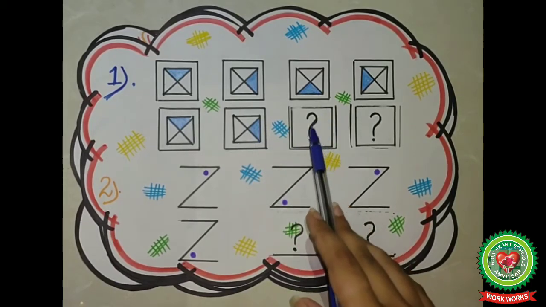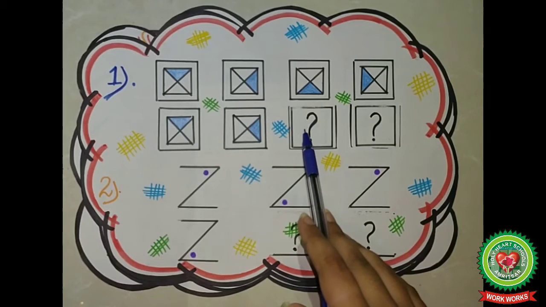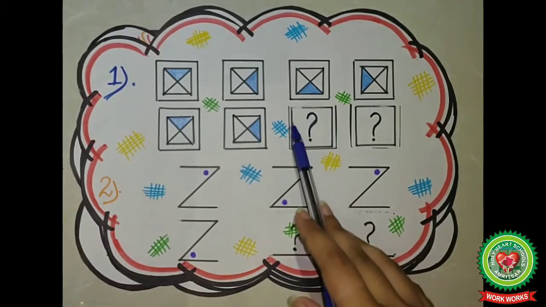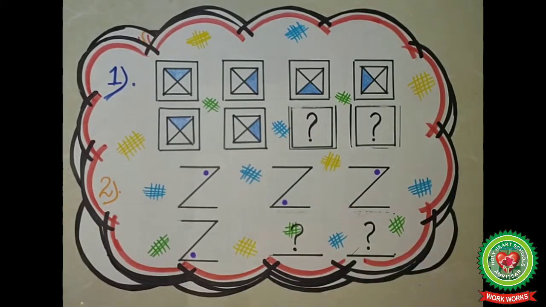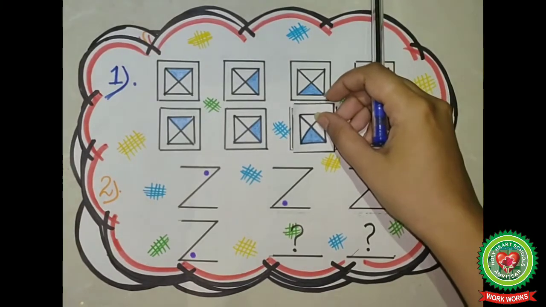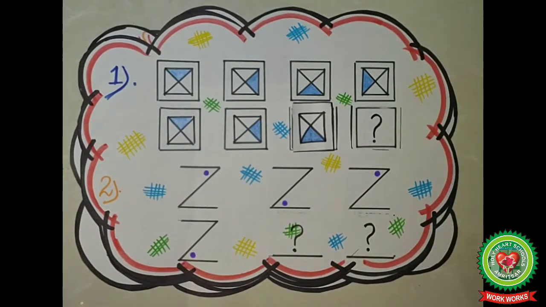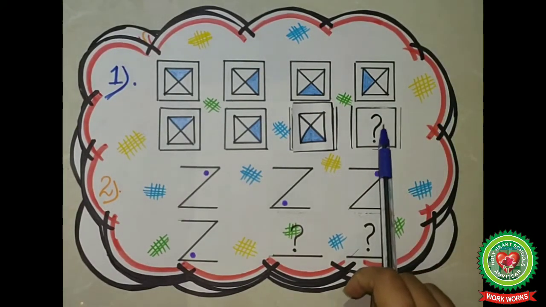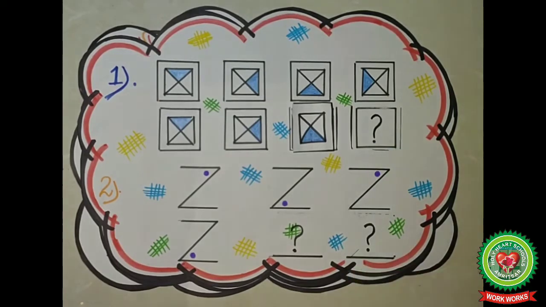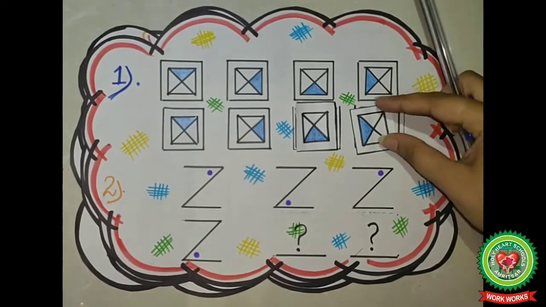Now students, you have to tell me the answer here. Which portion should be shaded? Yes, it should be down side. Now you have to tell me the next answer also. Next, left hand side should be shaded.